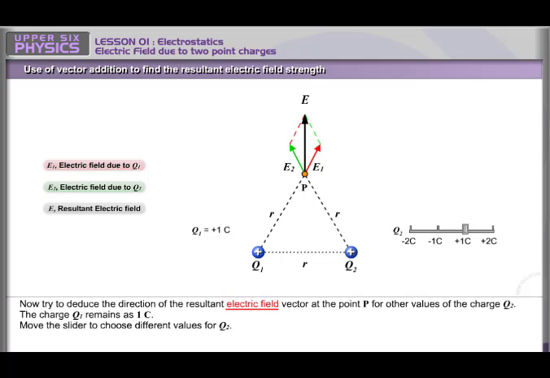Now try to deduce the direction of the resultant electric field vector at the point P for other values of the charge Q2. The charge Q1 remains as 1 coulomb. Move the slider to choose different values for Q2.